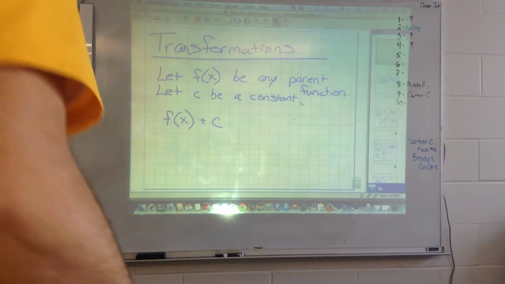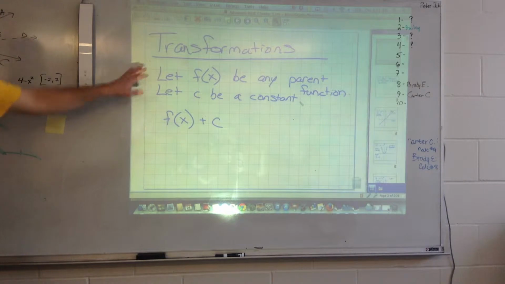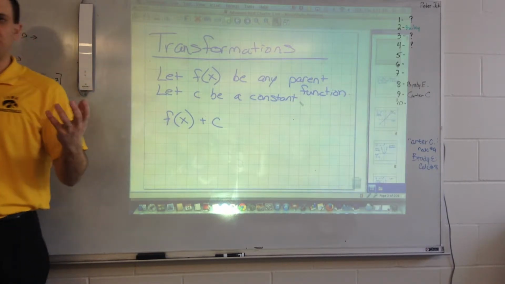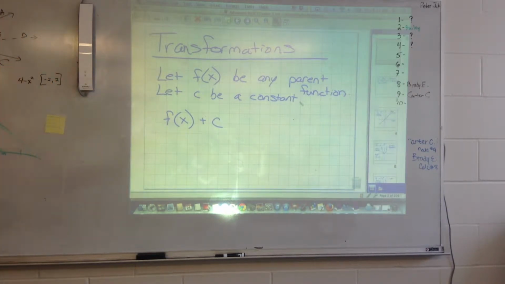Alright, so we're talking about transformations of graphs. We're going to say f of x can be any of those 10 parent functions. Really, f of x could be any function in the world, but for our purpose, we'll just focus on the 10 parent functions. And c is going to be some constant.